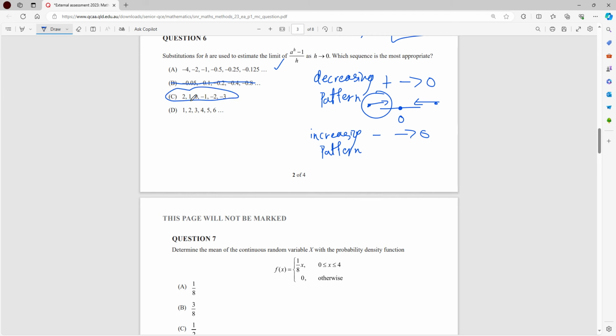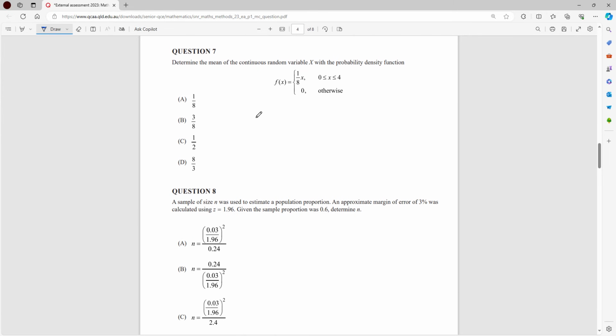Okay. Let's take a look at question 7 now. So, determine the mean of a continuous random variable x with a probability density function as follows.